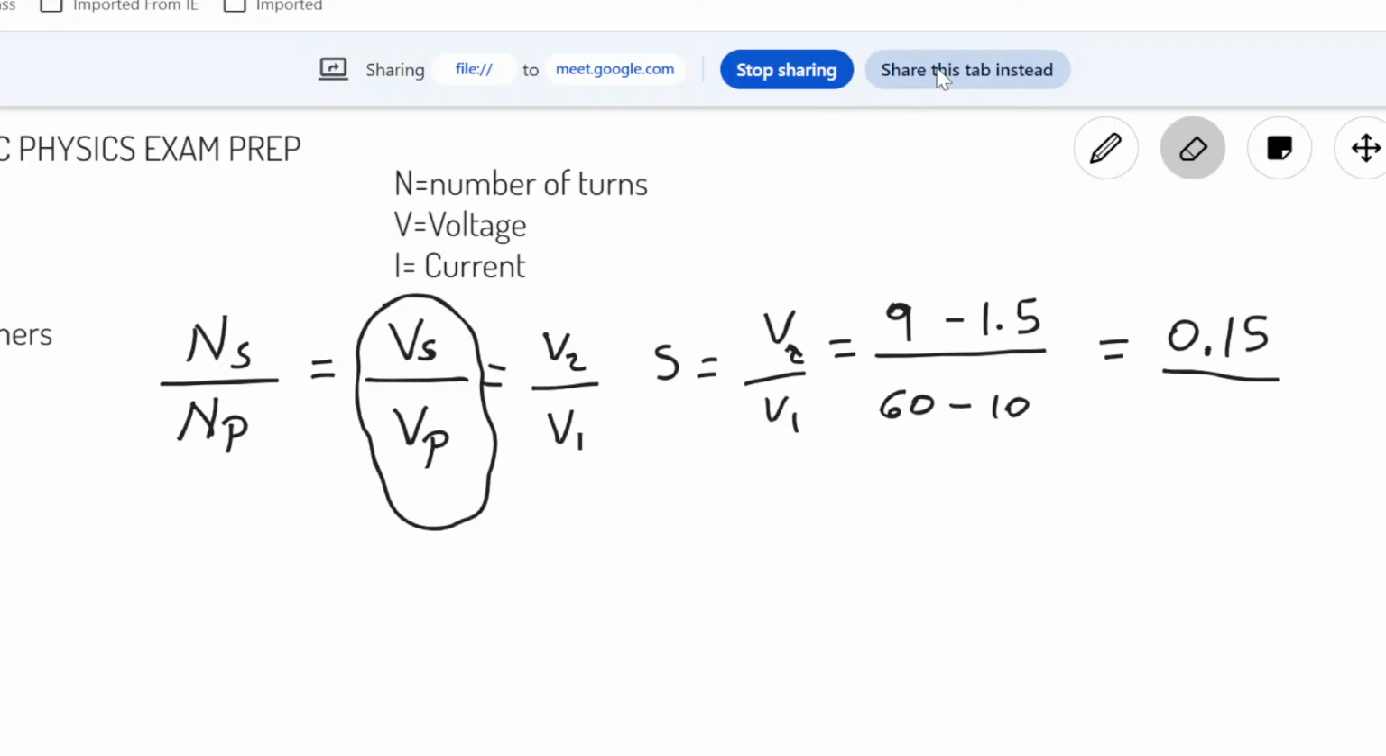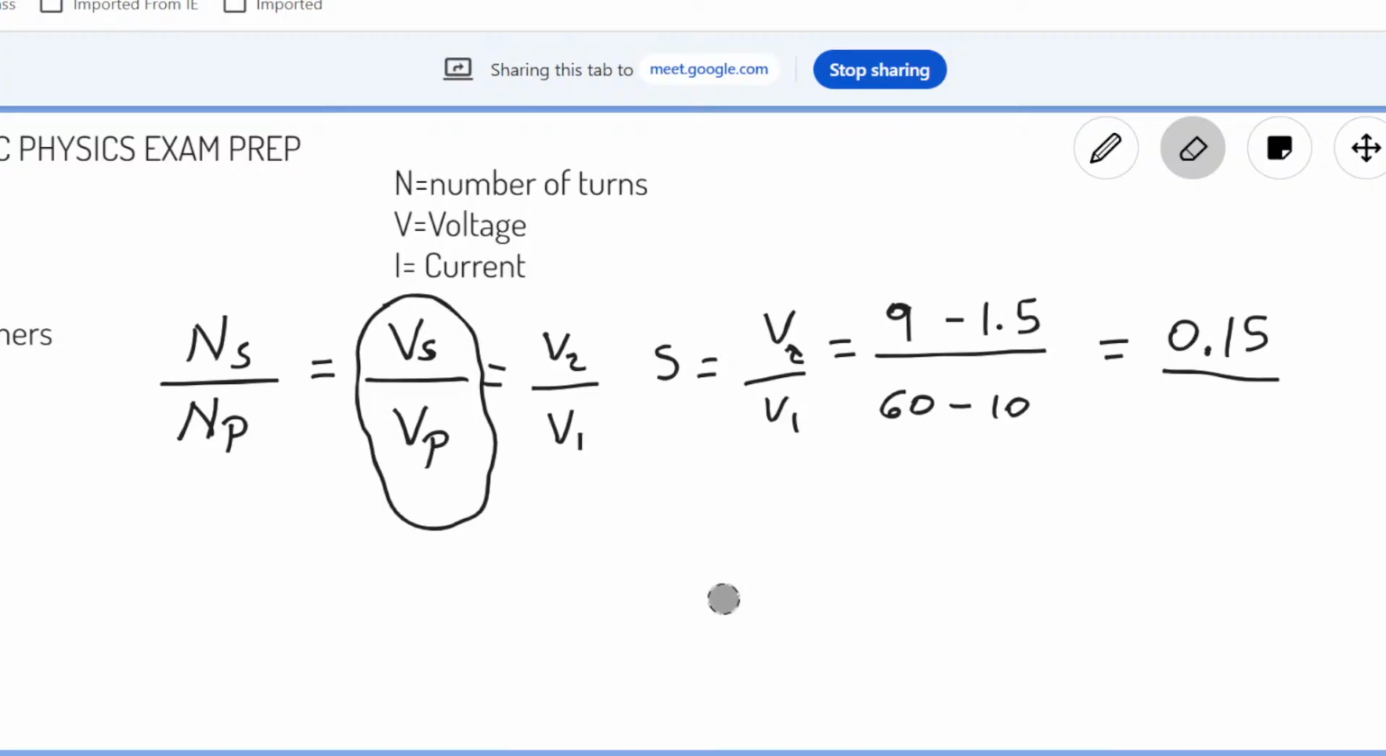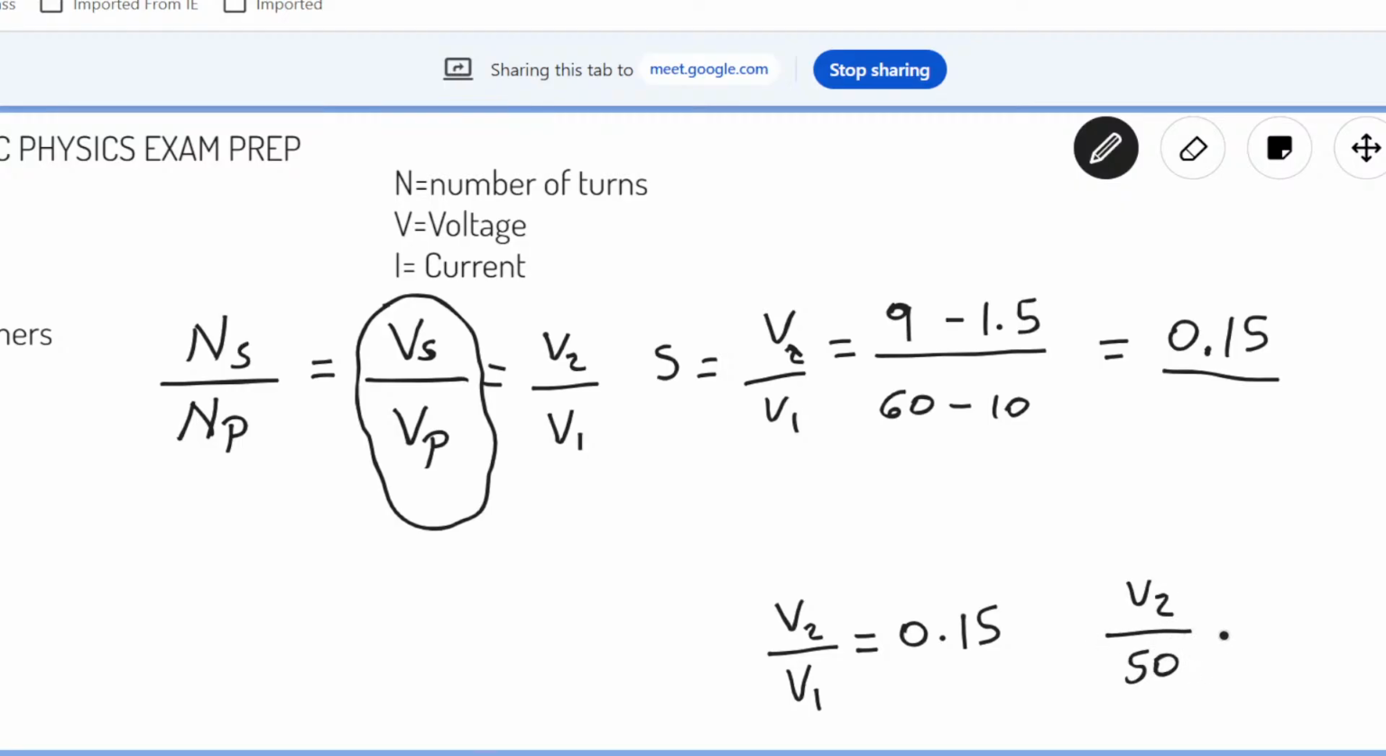Let me help you out a little bit. It's 7.5 when I worked it. I worked it out at 7.5 volts. All right, so how did you do that? The formula is V2 over V1 equals 0.15, and since you know that V1 is 50, I just replace that and multiply both sides by 50, so it would be 0.15 times 50. All right, so you transpose. All right, great.